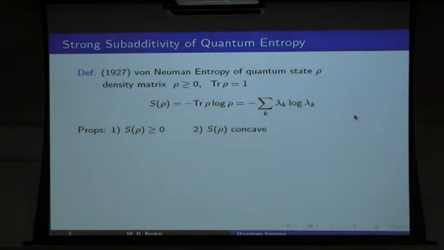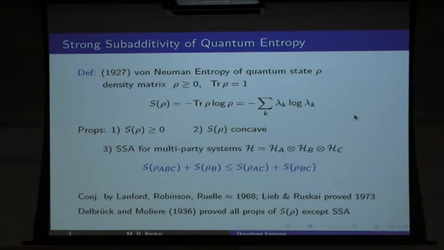Okay, so in 1927, 20 years before Shannon, von Neumann defined the quantum entropy of a density matrix, a positive density operator of trace 1, as S of rho equals minus trace rho log rho, and its basic properties are that it's positive, and it's concave, and it satisfies this inequality for composite systems known as strong subadditivity.